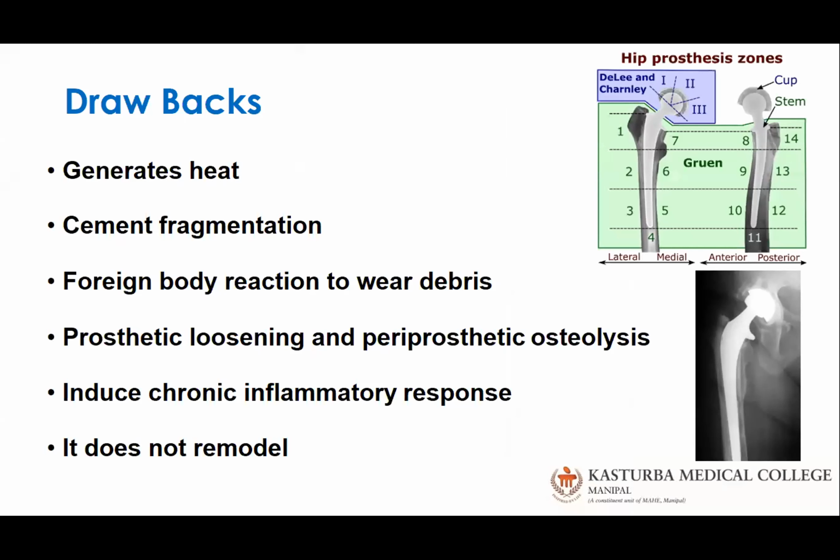There are drawbacks of cement. It generates heat. It can fragment. There is foreign body reaction. There may be prosthetic loosening. It might induce chronic inflammatory response. These are the Gruen zones which are described in the cement, especially where you look at the loosening in a cemented stem.